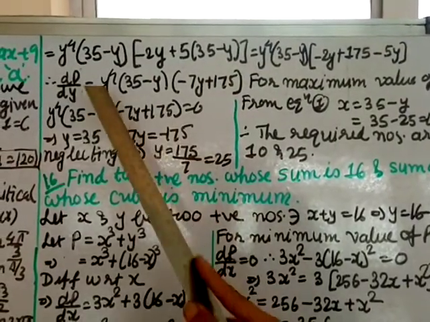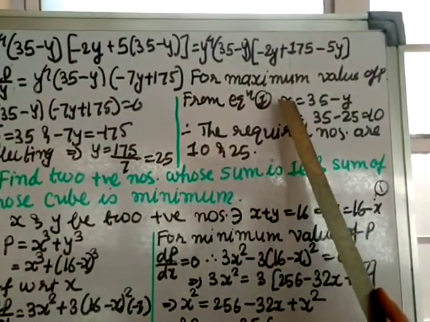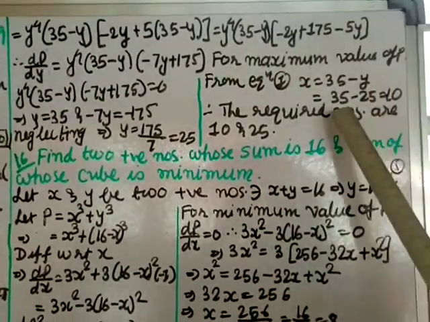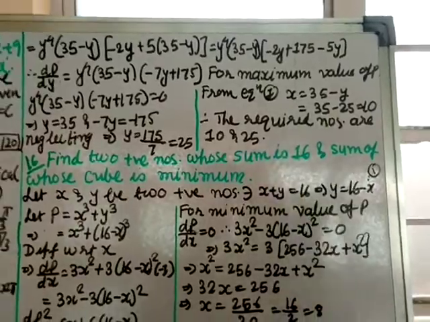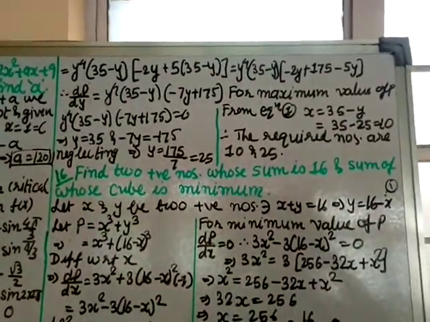Okay, so the value I get is 25. Put this value in equation number 1, that is x equal to 35 minus y. So when you simplify, you get 10. So the required numbers are 10 and 25. So that is the answer for question number 15.